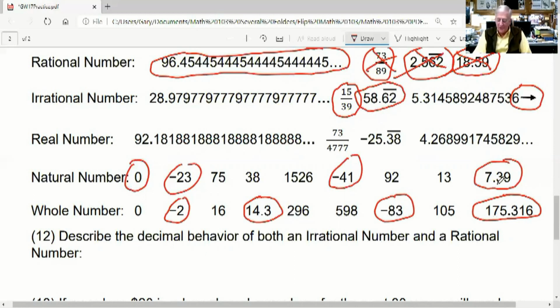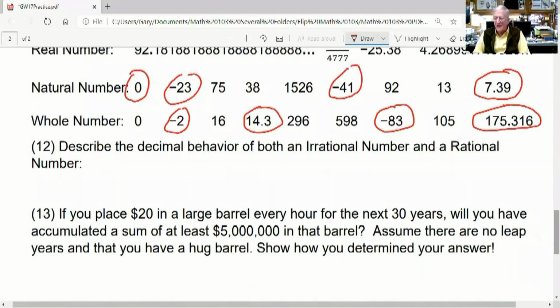All right, number 12. Describe the decimal behavior of both an irrational number and a rational number. Let's do rational first, okay? If it's rational, it's a fraction, the quotient of two integers. How do they behave as decimals? They either repeat or they terminate. That's all you really need to say.